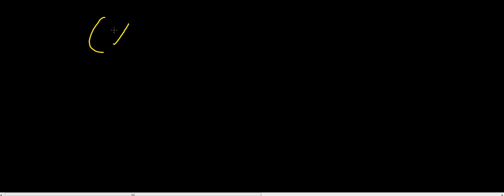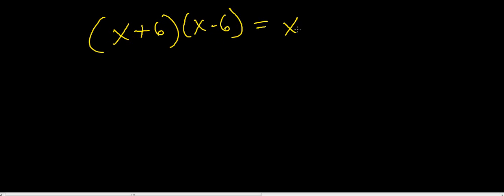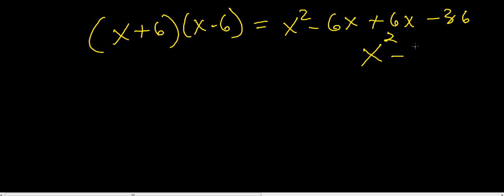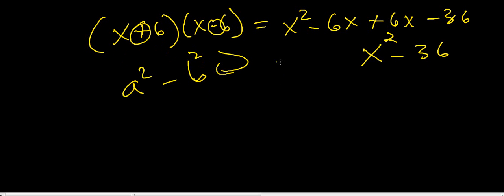So let's say you've got x plus 6 times x minus 6. Well, you could always FOIL it, and you would get x squared minus 6x plus 6x minus 36. And then that would give us x squared minus 36. Or if you've got your formula memorized that we just created, a squared minus b squared, so if you've got basically the same thing with a minus here and a plus here, you can use this.